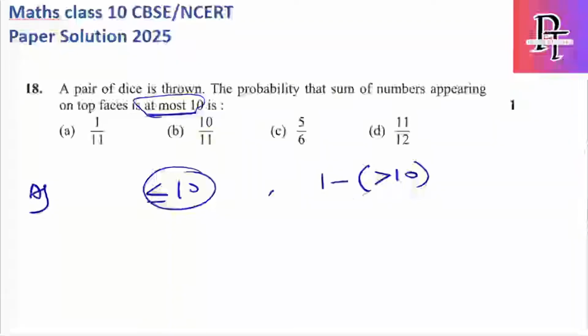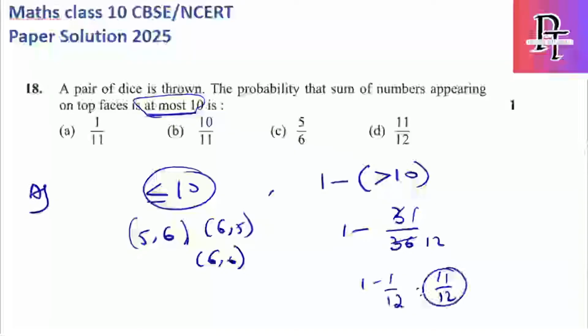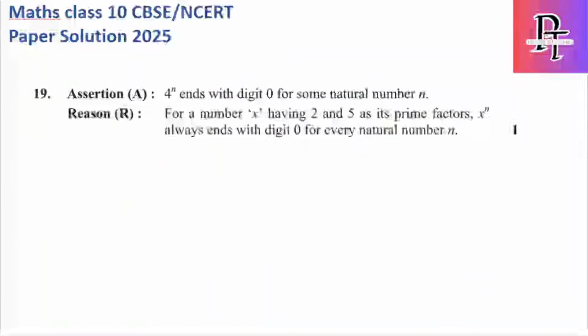So for greater than 10, what are the cases for dice? It can be 5 6, or 6 5, or 6 6. So simply it is 1 minus 3 by, what is the total number of cases for 2 dice? It will be 6 into 6, which is 36. 3 by 36 is 1 by 12. So 1 minus 1 by 12. So the final answer is 11 by 12 for the cases where you will get a sum less than or equal to 10. Okay, next move to the 19th.